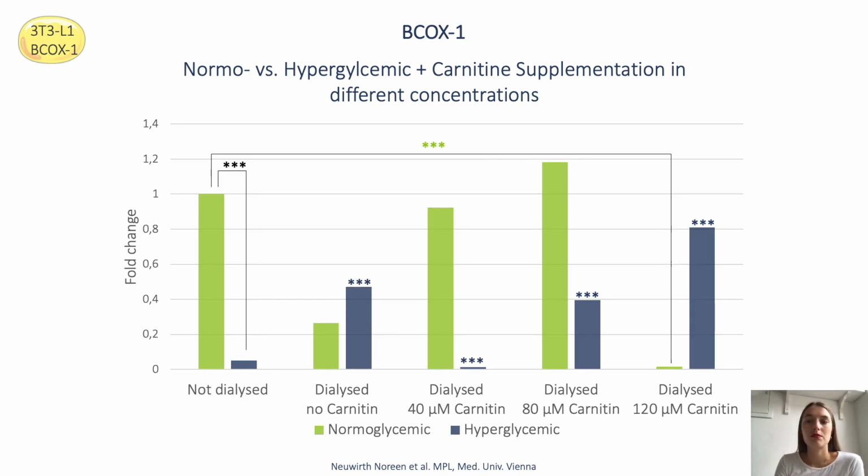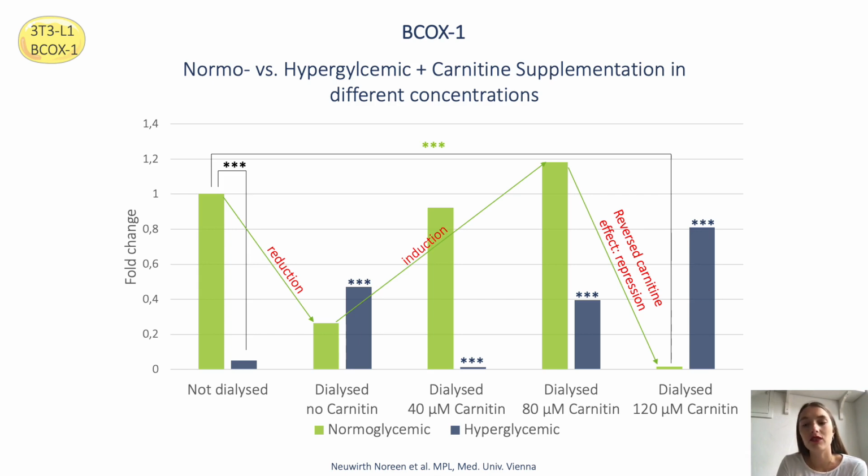Now we are coming to the gene BCOX, which is highly expressed in breast carcinoma. Here, I would like to put your focus on the carnitine concentration-specific influence on the gene expression. You can see that carnitine induces the gene expression under normoglycemic conditions, but apparently it represses it to extremely low levels if it is supplemented in supraphysiological concentrations. This shows that the concentration of carnitine is very, very crucial and can lead to reversed effects.